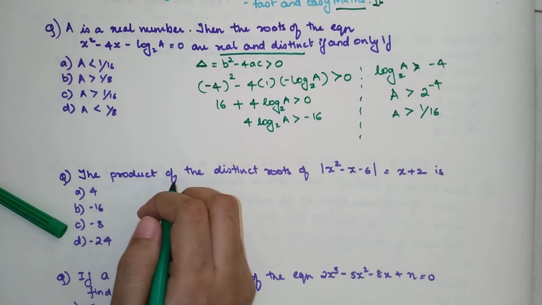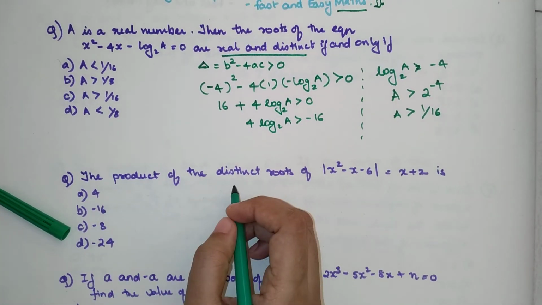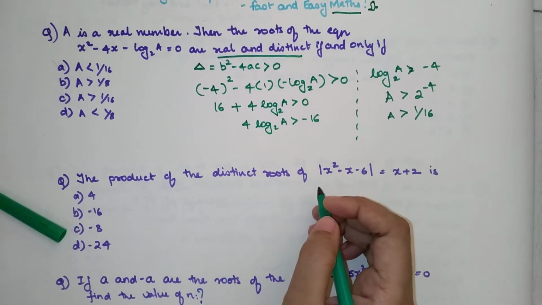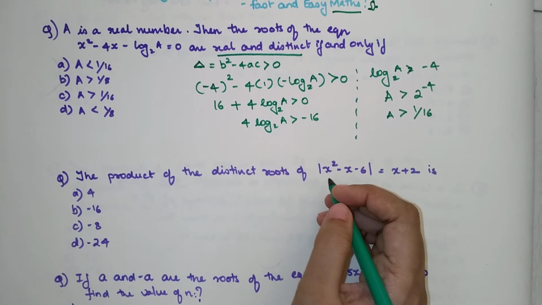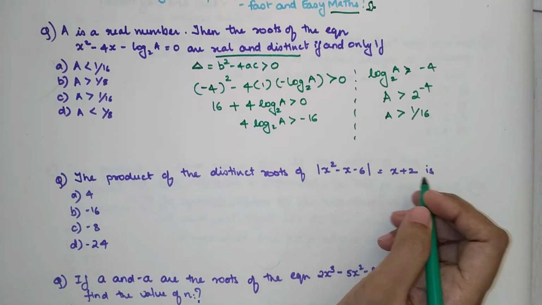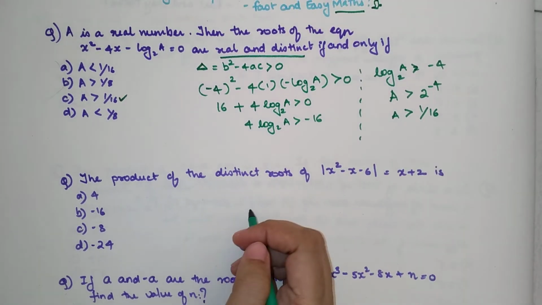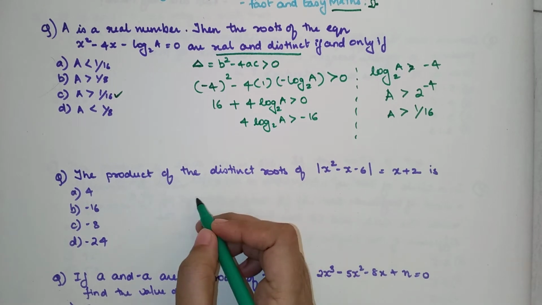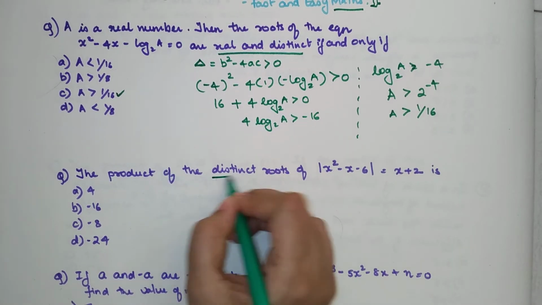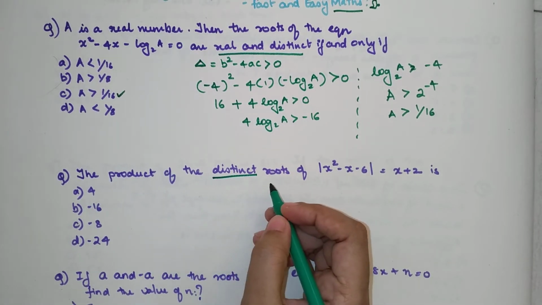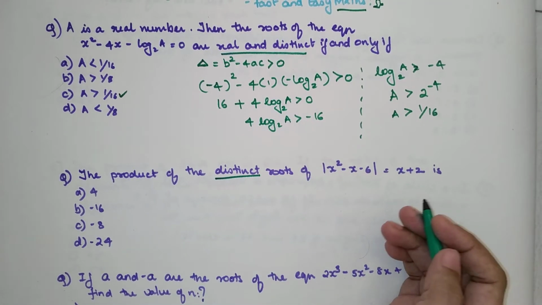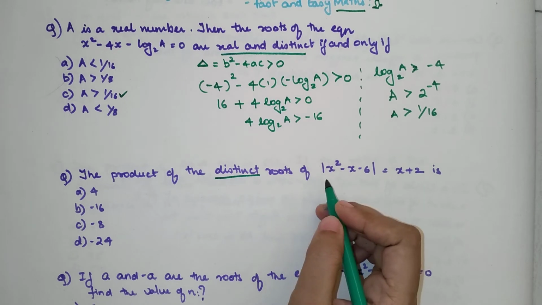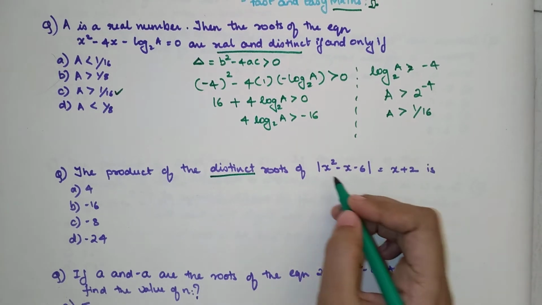Now, let's talk about the next question. The product of the distinct roots of mod of x square minus x minus 6 is equals to x plus 2 is. So now here, we need to find the product of the distinct roots. Okay, this is important. Why? Because distinct means you need to find those roots which are different from each other. Another thing which you need to really pay attention to in the entire question is the mod.